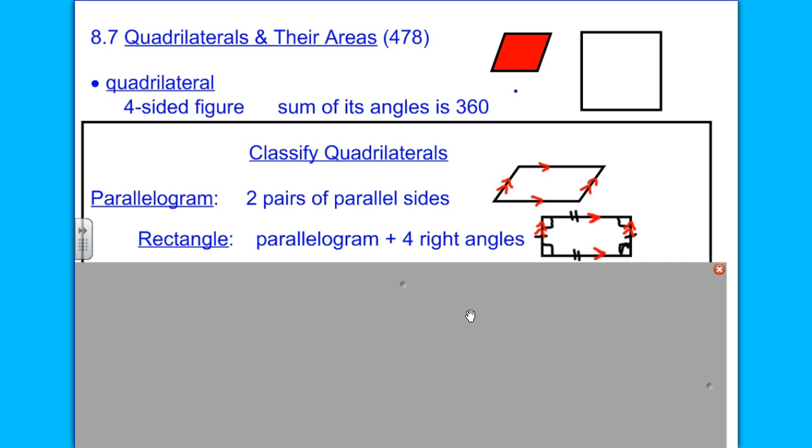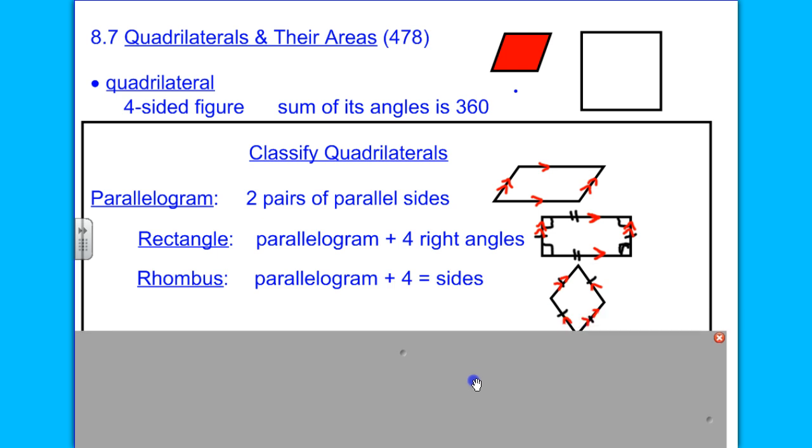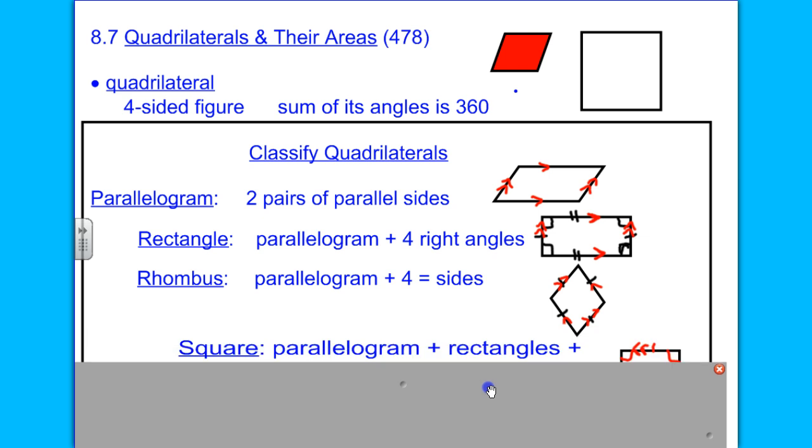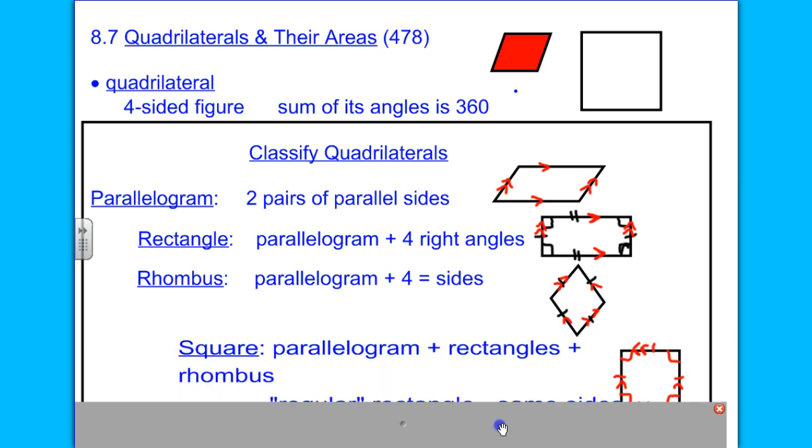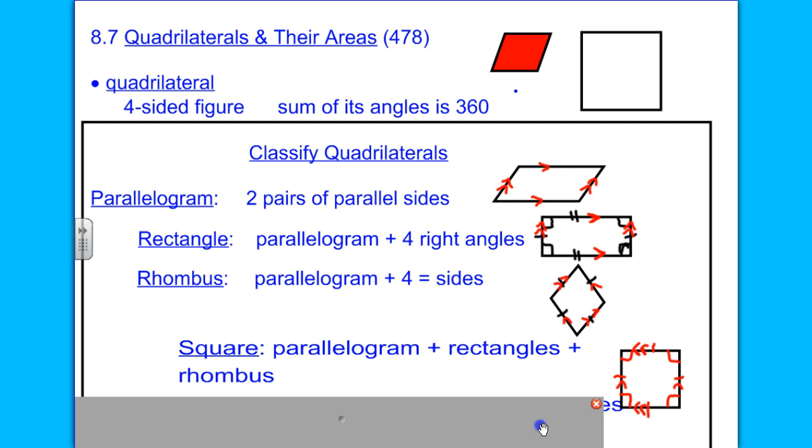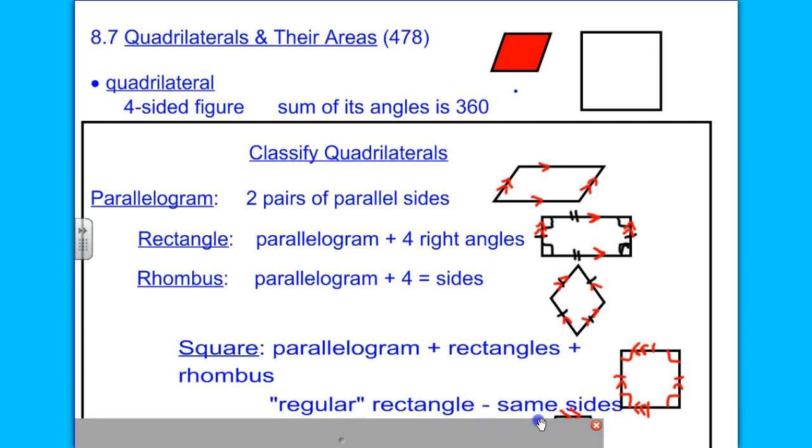But what's interesting about a rhombus is all 4 sides are equal, congruent. The angles don't have to all be congruent though. Okay? So in a square, the angles and the sides are congruent. And so it's the most particular type of parallelogram. We can actually call a square a regular rectangle. Regular means all sides are the same.